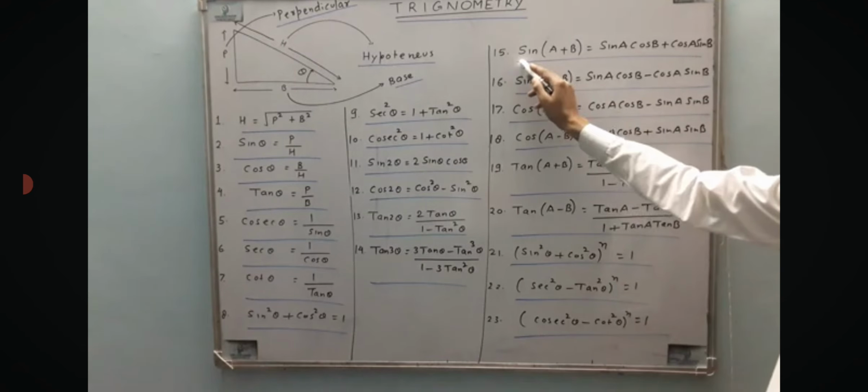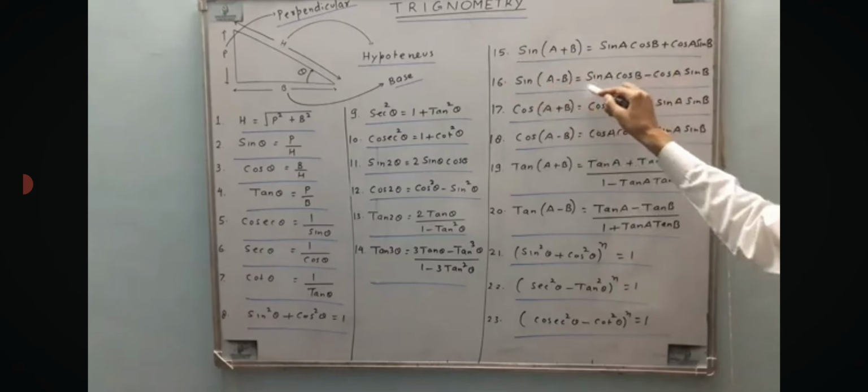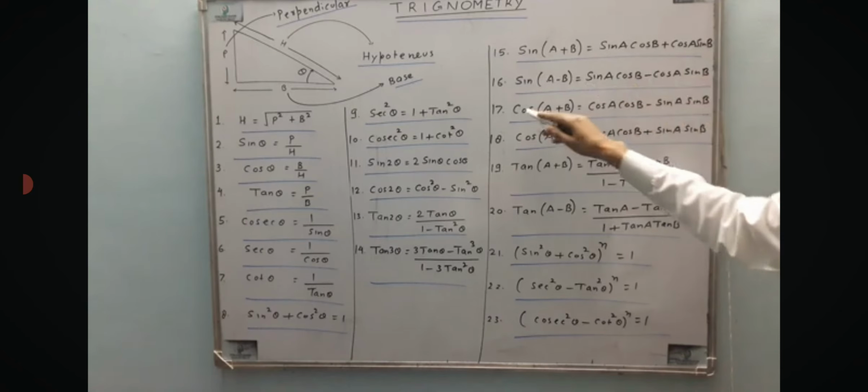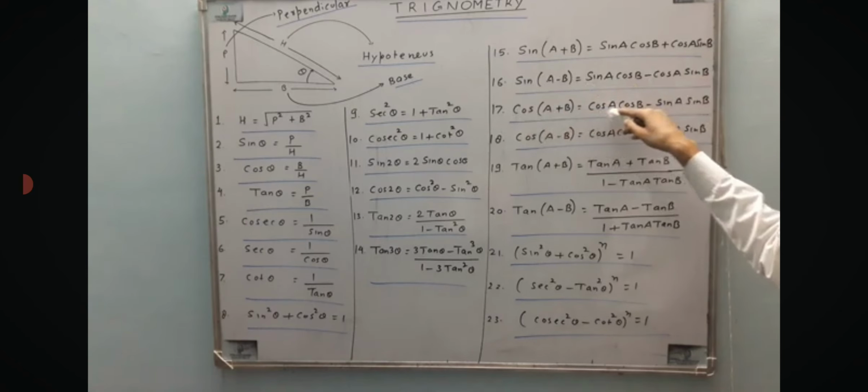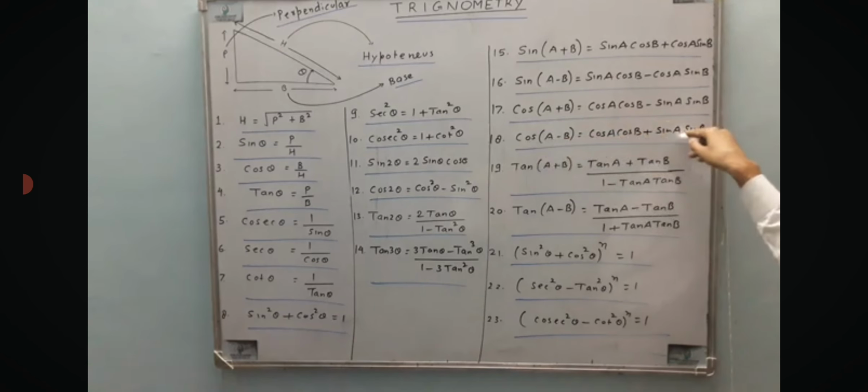15th rule is sin of a plus b is sin a cos b plus cos a sin b. 16th is sin of a minus b is sin a cos b minus cos a sin b. 17th is cos of a plus b is cos a cos b minus sin a sin b. 18th is cos of a minus b is cos a cos b plus sin a sin b.